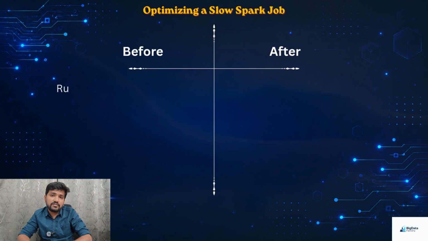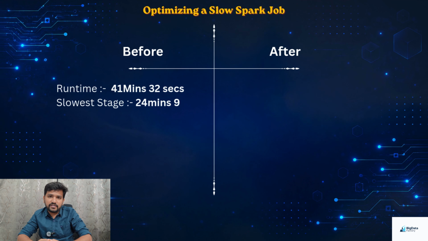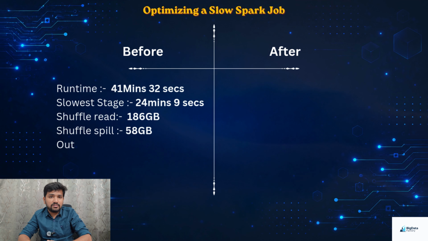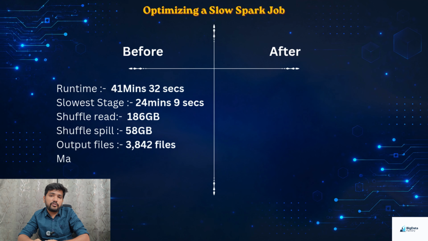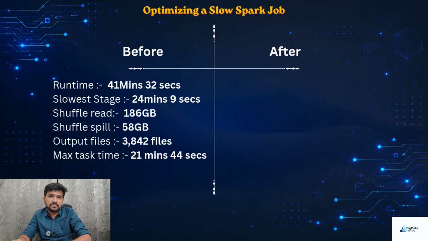Now let's compare before and after. Runtime: 41 minutes and 32 seconds. Slowest stage: 24 minutes and 9 seconds. Shuffle read: 186 GB. Shuffle spill: 58 GB. Output files: 3,842 files. Max task time: 21 minutes and 44 seconds.